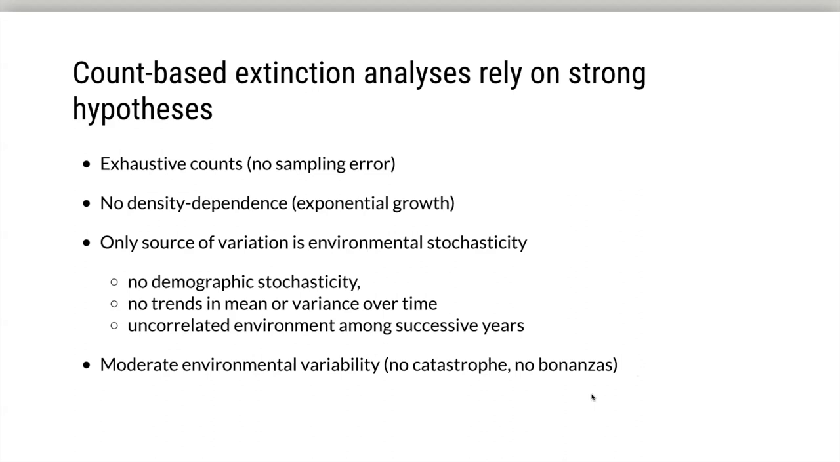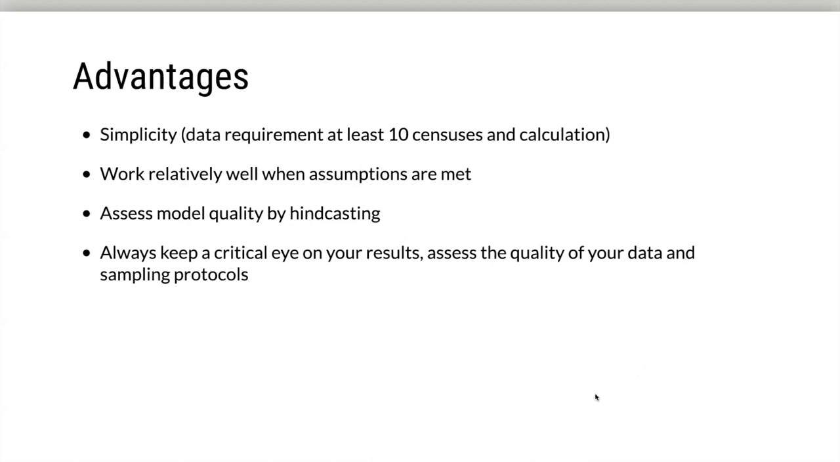Still, the count-based PVA has many advantages because it's very simple. The only thing you need at hand is census data. The recommendation is that you have at least 10 years, or 10 intervals, of census, but it really depends, as we said at the beginning of the class, on the species and on the type of census data that you have.